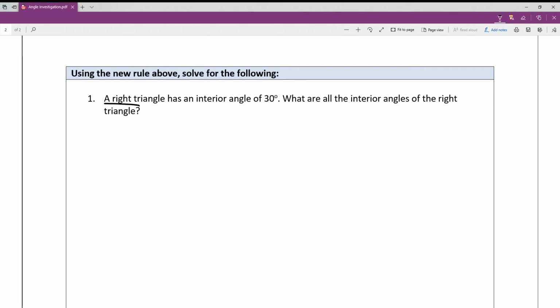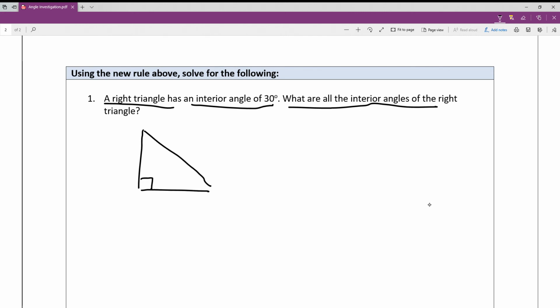Number 1, a right triangle has an interior angle of 30 degrees. What are the interior angles of the right triangle? So we have a right triangle. And since it's a right triangle, we already know one of the angles, don't we? Right, 90 degrees here. And then one of the angles is 30 degrees. So we're just going to write this here. It doesn't matter which one. The question doesn't specify.